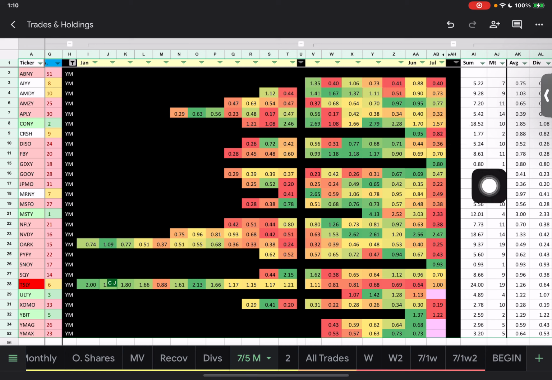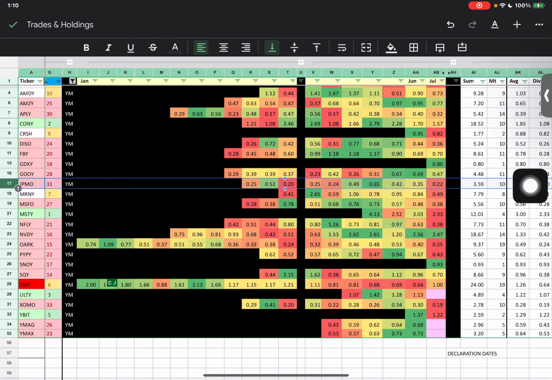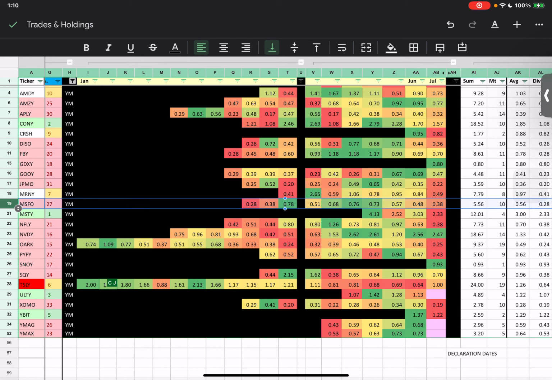But then when we go down, which one is this one? JPMO. So the lowest distribution there is 20 cents. It paid out 22. Murney's only paying out 49 cents, but the lowest was 41. So this is the next lowest payment. That was the first one. And then we have MSFO. Its lowest was 28 cents, but its next lowest was 38 cents, and that's what it paid this month. Of course, Misty's only had 4 months, but it's paying its lowest distribution at 2.33.